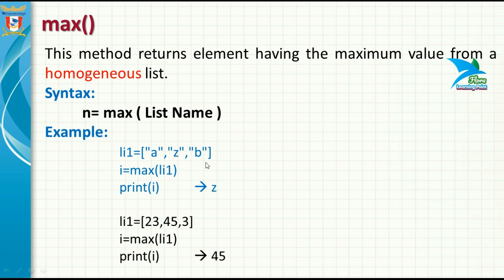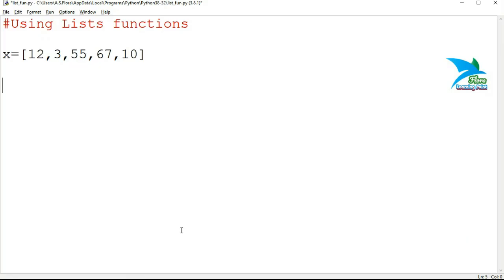So presently if you are going to pass string elements, then all the elements should be of string type, because we can use this function only with a homogeneous list. According to this example, it will return z, because z is the maximum value from this list, and in the case of a numeric list it will return 45 for these values.